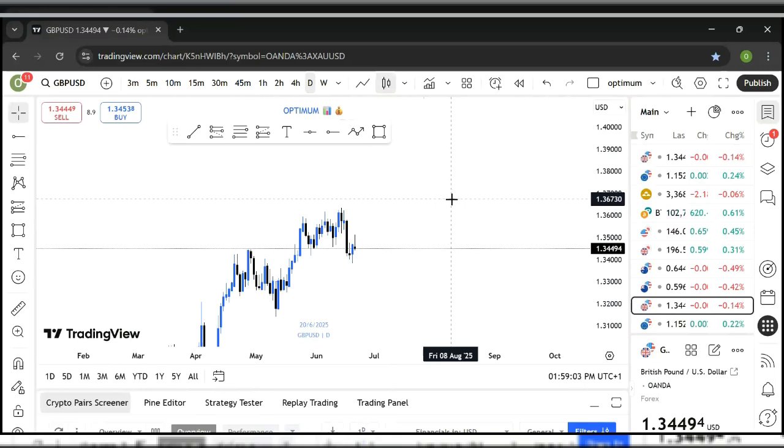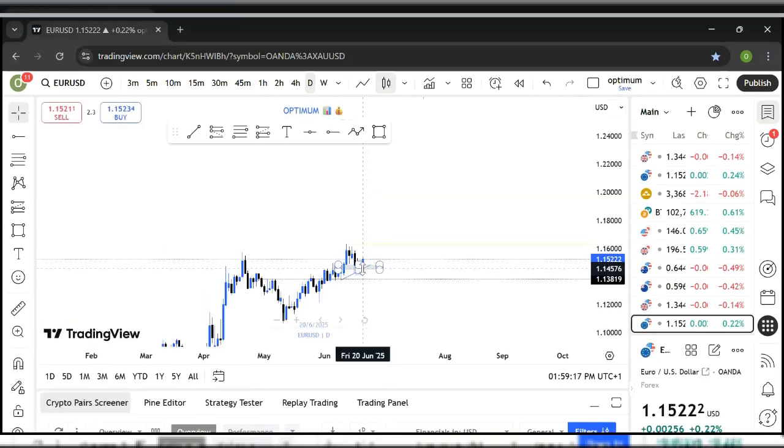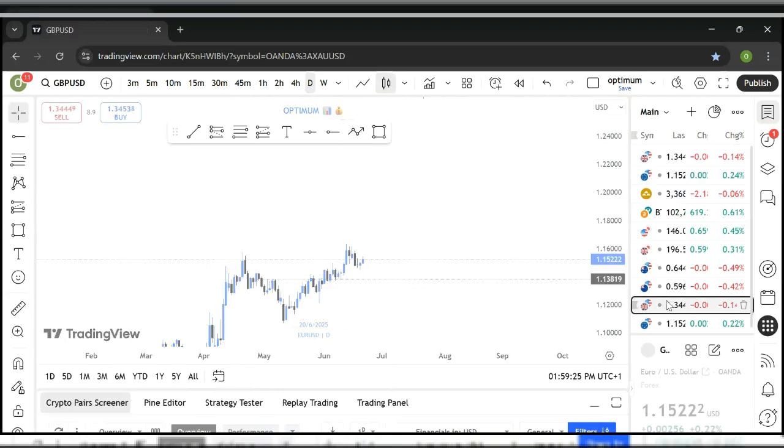Now, if we want to take a very sharp look at it, you will see GU and EU right here. This is GU currently, and let's look at EU. You can see that the two of them are basically on the same alignment. One has taken out a high, the other one has taken out a high too, and both are looking sharp and bullish.